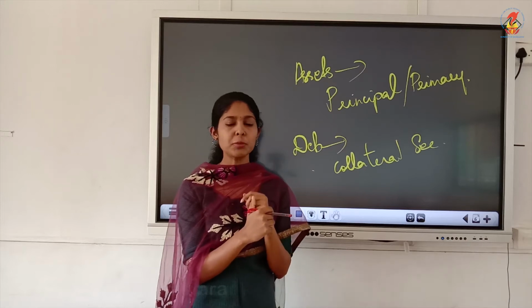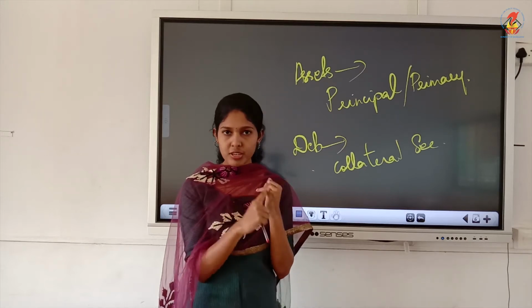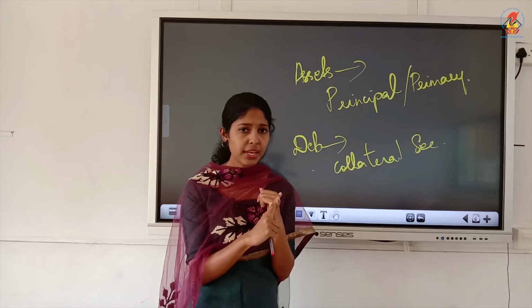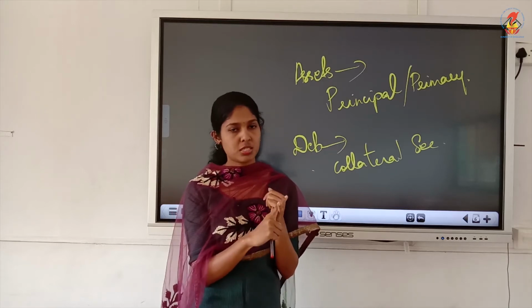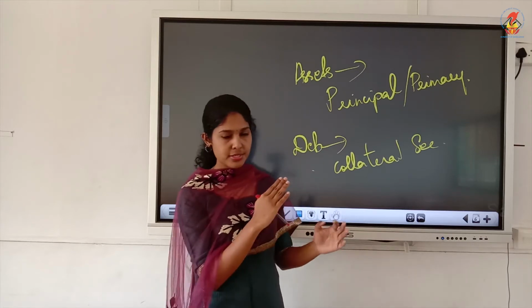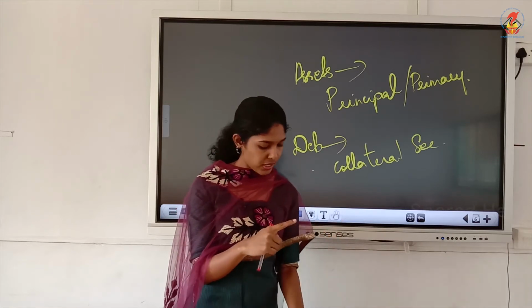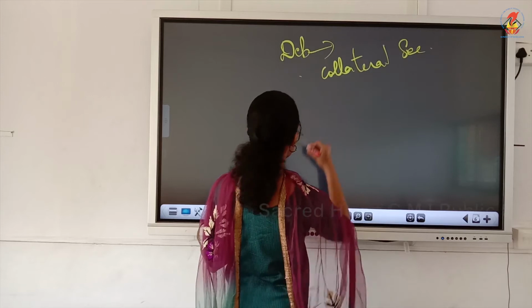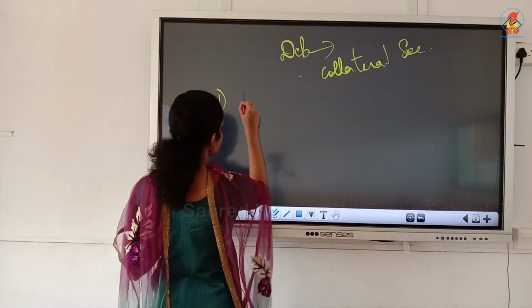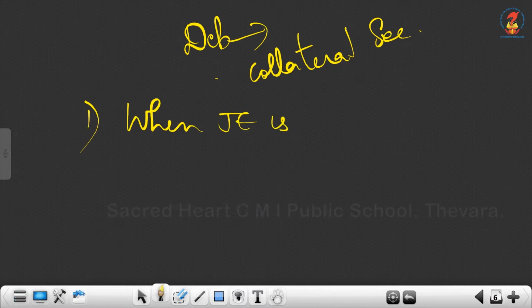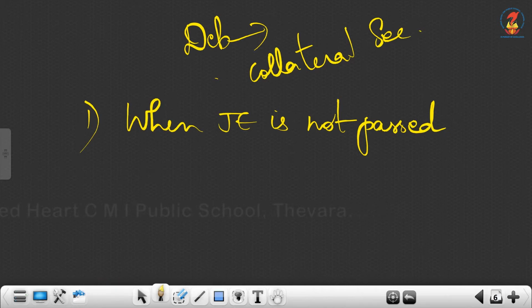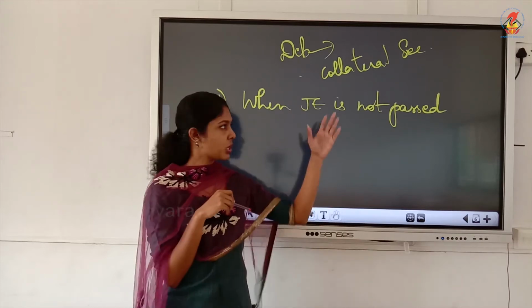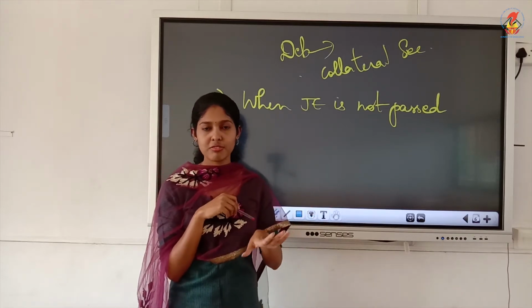It's just a small topic. We have two methods under this. First one you write, first heading, when journal entry is passed. That means debentures issued as collateral security, and when journal entry is passed, that is the first one. But we'll discuss journal entry not passed first, so that will be easy for you. When journal entry is not passed, that means not recorded in the books. So, there is no entry, because the heading itself says there is no entry in the first method.